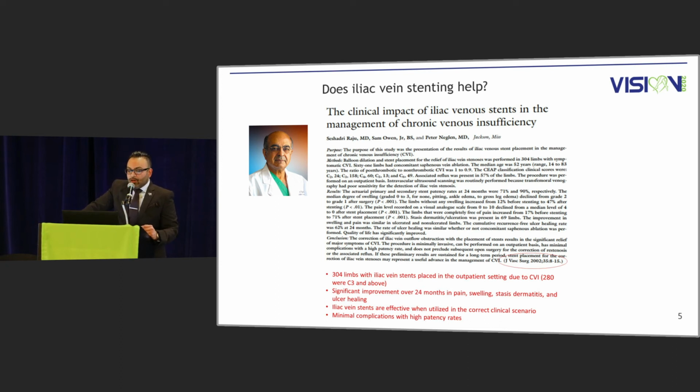And he, following them out at 24 months, found that 4 features improved significantly: pain, swelling, dermatitis, and ulcer healing. He also showed that the stents were effective when utilized in the correct clinical scenarios, with low long-term complications, low morbidity, high patency rates. So how high are the patency rates?